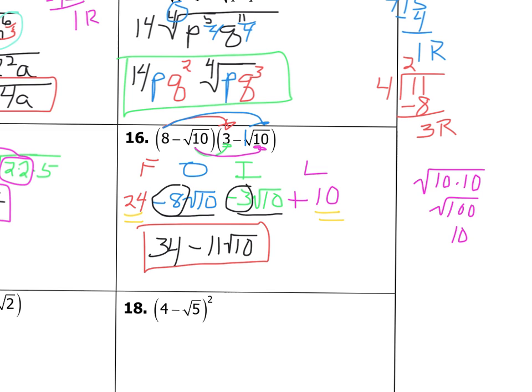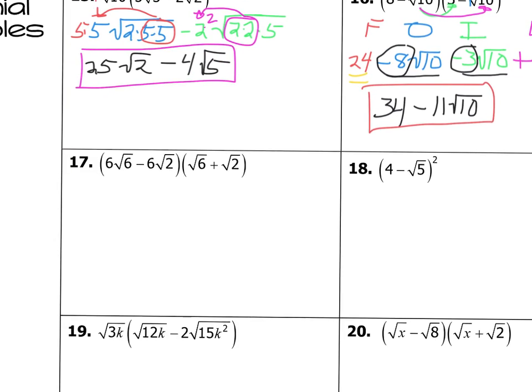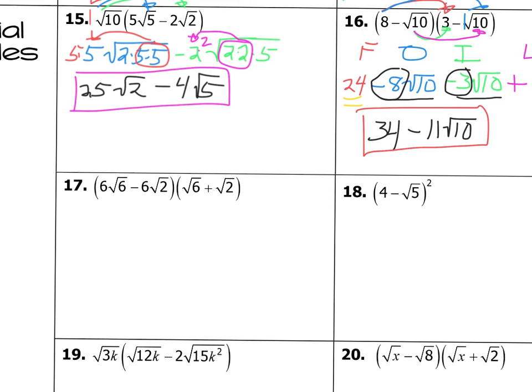You cannot go any further. Okay, so what I want you to do is try 17 on your own. You're going to do the same thing I just did on 16. You're going to multiply and you're going to FOIL. So you're going to take this 6 rad 6 and multiply it to here and multiply it to here.